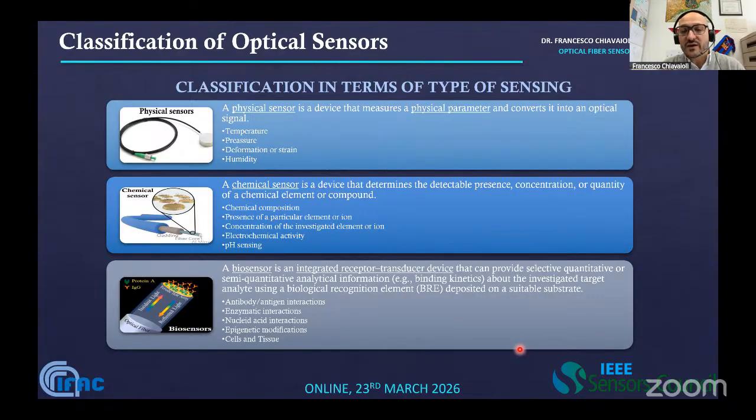A biosensor can be defined as an integrated receptor-transducer device that can give selective quantitative or semi-quantitative analytical information about the investigated target, analyzed using a biological recognition element or a bioreceptor that is deposited on a suitable substrate. In this case, we can assess the antibody-antigen interaction, the enzymatic interaction, the nucleic acid interaction. We can also do epigenetic modification and evaluation of cells and tissue.